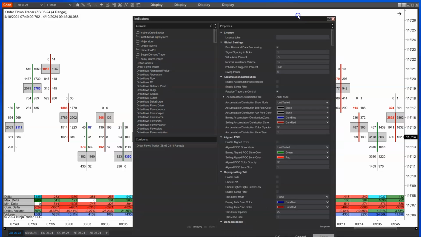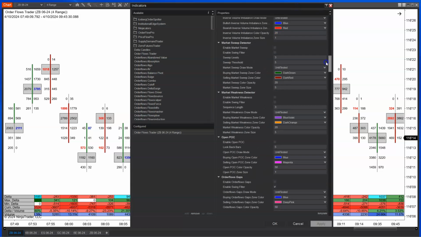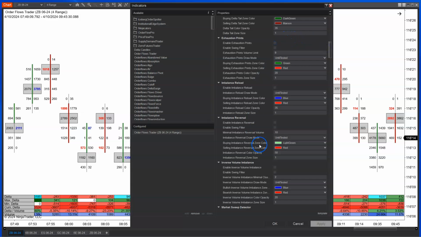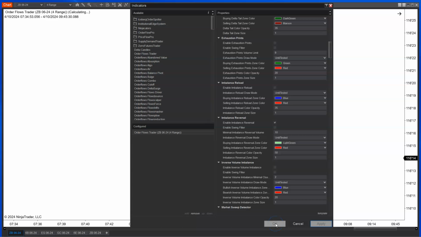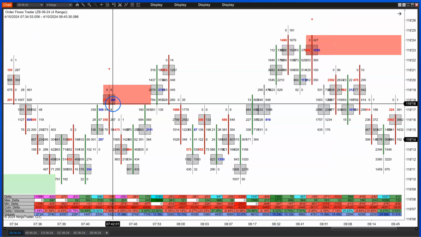This is actually one of the original tools that I had in the Orderflows Trader, almost 10 years ago. And even today, it's still very valid. Okay, so let's just take a look. This is a bond 4-range chart. Here's one right here. This is 742.